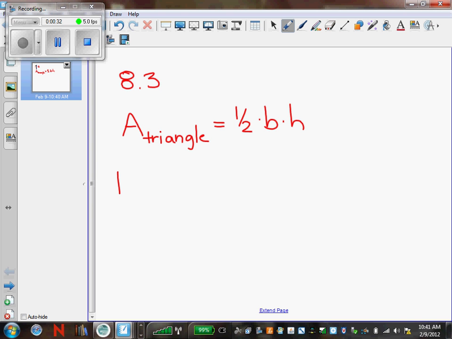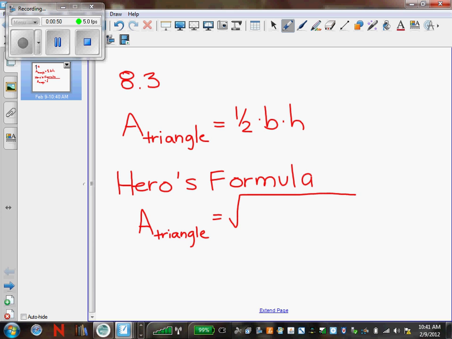There's actually another formula that is called Hero's formula, named for the man who discovered it. And the formula is the square root of s times s minus a times s minus b times s minus c. Of course, you need to know what S, A, B, and C represent. S is the semi-perimeter.